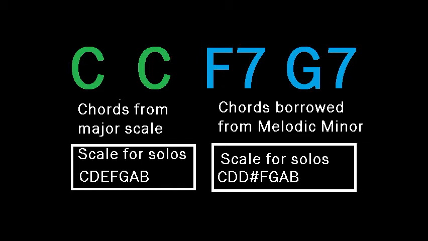Okay, so now that you know how modal mixture works, you just borrow a chord from a different mode. We'll talk about soloing. Soloing for this is actually pretty simple, as I split the chord progression into two halves: the C major, which is C major, and then the F7 and G7, which I did use melodic minor.